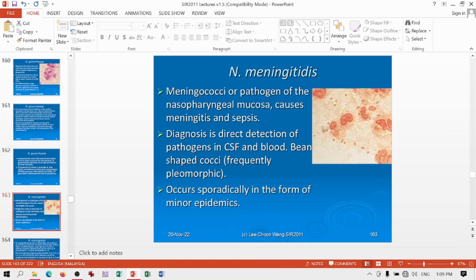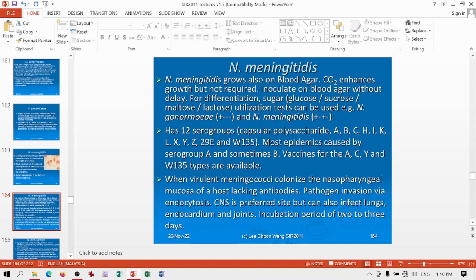Neisseria meningitidis or meningococci is a pathogen of the nasopharyngeal mucosa and causes meningitis and sepsis. Diagnosis is usually via direct detection of pathogens in the cerebrospinal fluid and blood. You'll see the bean-shaped cocci here, and it occurs sporadically in the form of minor epidemics, especially in closed quarters, army barracks. Neisseria meningitidis also grows on blood agar, unlike Neisseria gonorrhoeae that grows only on chocolate agar. CO2 enhances growth but is not required, whereas CO2 is required for Neisseria gonorrhoeae. For differentiation, the same set of sugar utilization tests is used, and for Neisseria meningitidis you obtain this pattern.